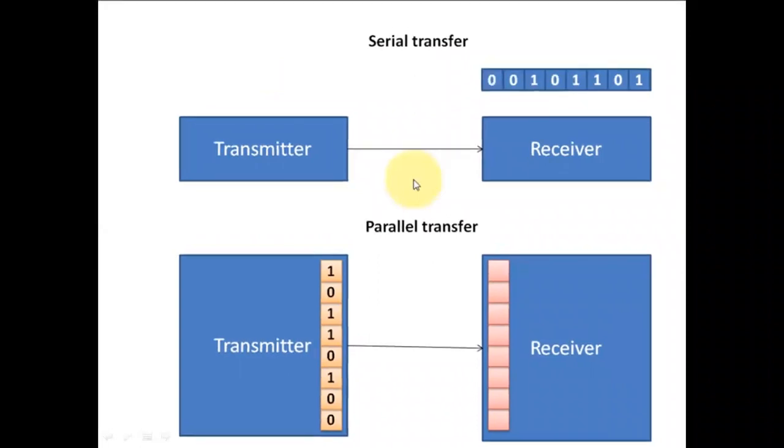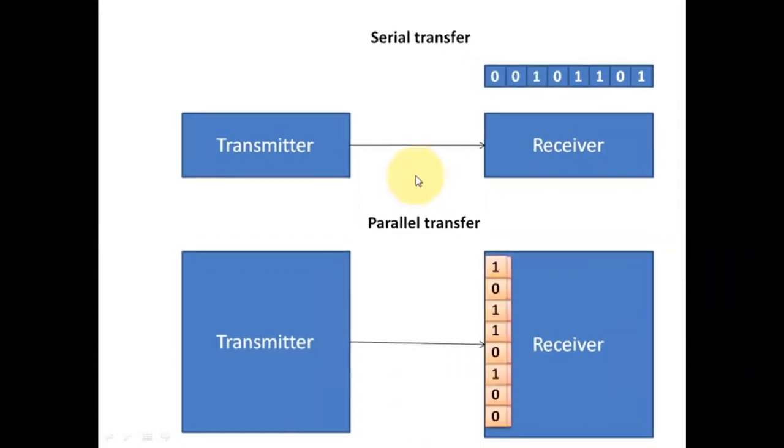Whereas in parallel transmission, you are sending 8 bits of data. There are eight parallel lines available, so you can send the 8 bits of data at a time from transmitter to receiver.